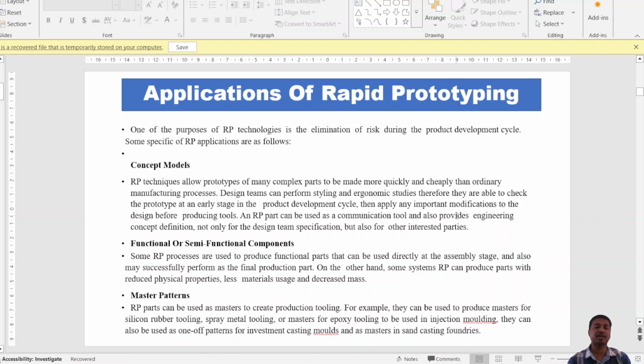Next, master patterns. Rapid prototyping parts can be used as masters to create production tooling. For example, they can be used to produce masters for silicon rubber tooling, spray metal tooling, or masters for epoxy tooling to be used in injection molding. They can also be used as patterns for investment casting molds and as masters in sand casting foundries. So these are the basic applications of rapid prototyping technique.